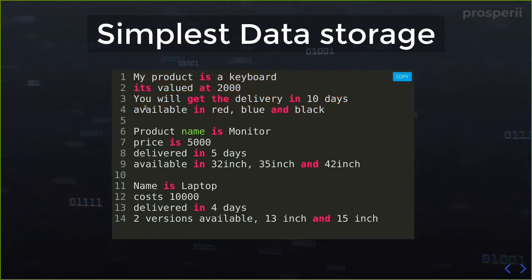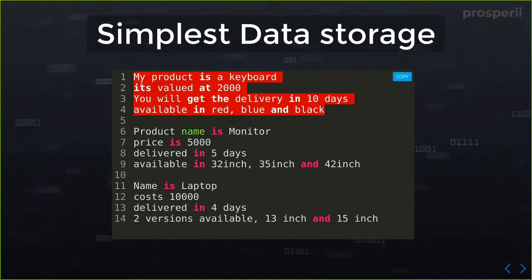So you can just write a sentence for each and every information that you have. For instance, you want to save on your server that you have a keyboard. So essentially you can write a sentence which says my product is a keyboard and then store it. With these 4 sentences, you have stored some information about a keyboard, and now you can sell this to your customer. Similarly, you can have a monitor.